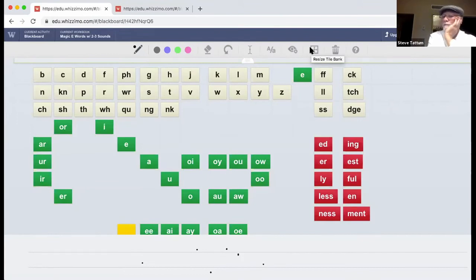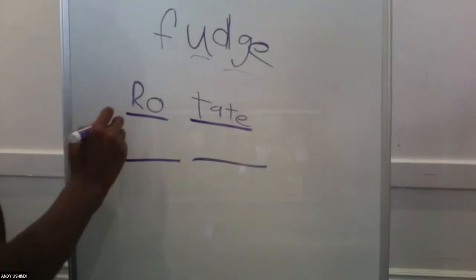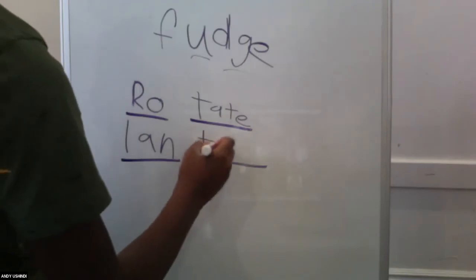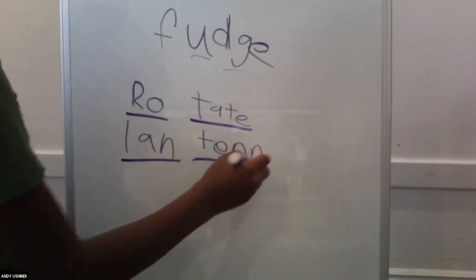Go ahead and line spell. Lantern. Good job. Lantern. Okay. Next word. Rebate.